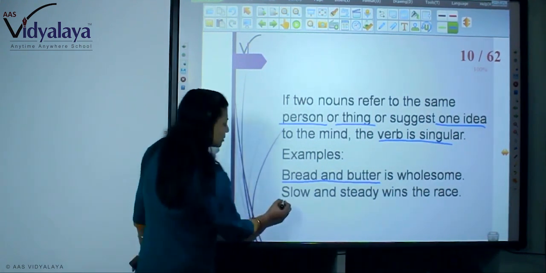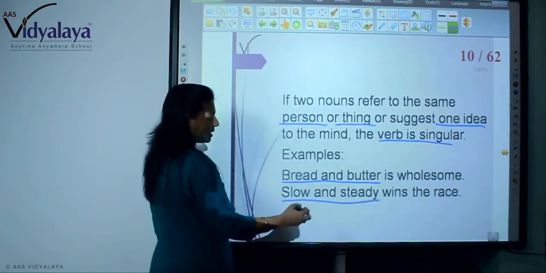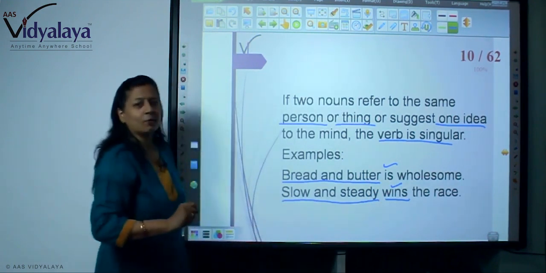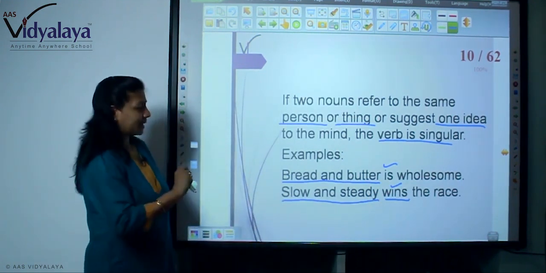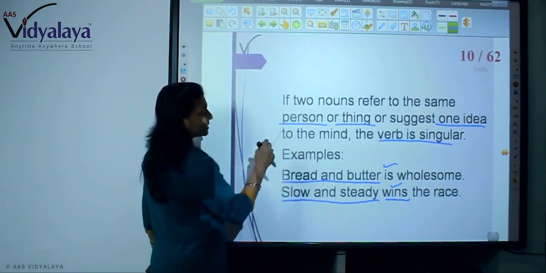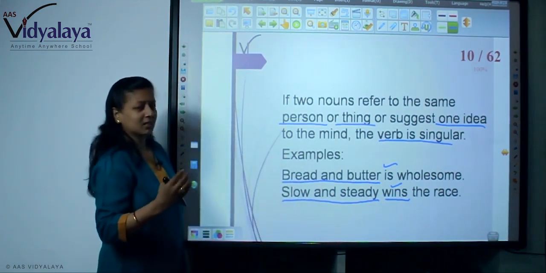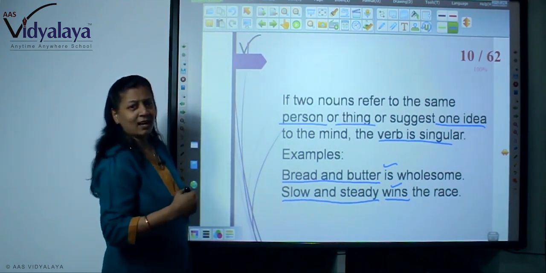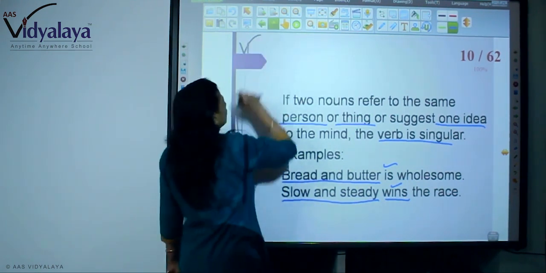Slow and steady wins the race. See, they are showing the same idea. Same thing. Bread and butter, though these are two things, it shows it's the same thing. Bread and butter is wholesome. And slow and steady wins the race.